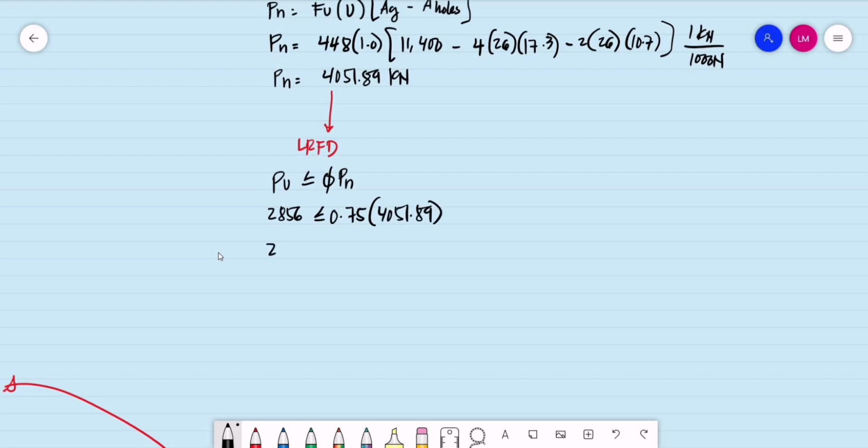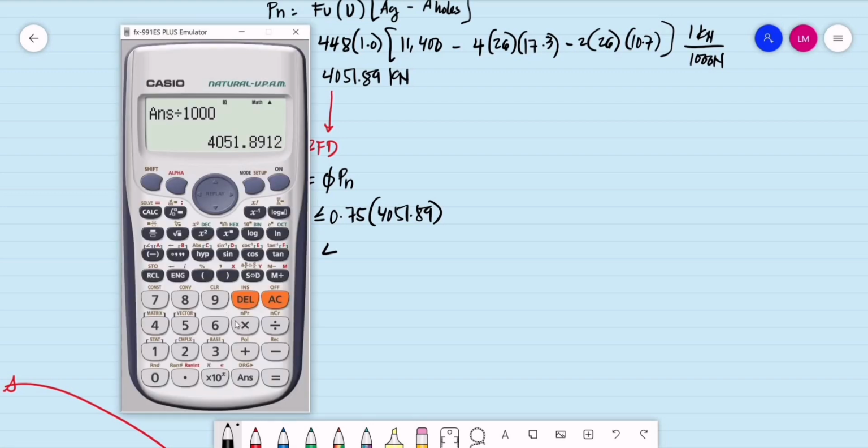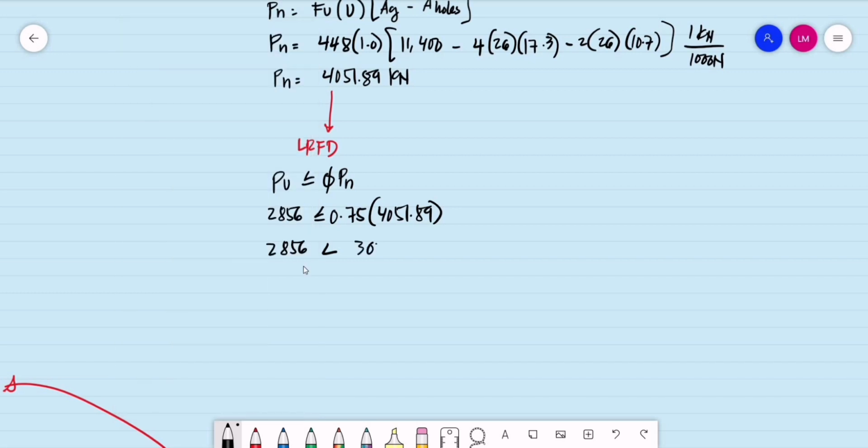4051.89. So this is 2856. I think this is less than this value multiplied by 0.75, that is 3038.92. Okay, so we can conclude that it is safe and adequate.